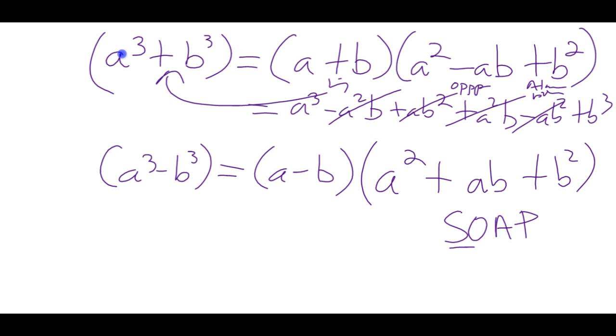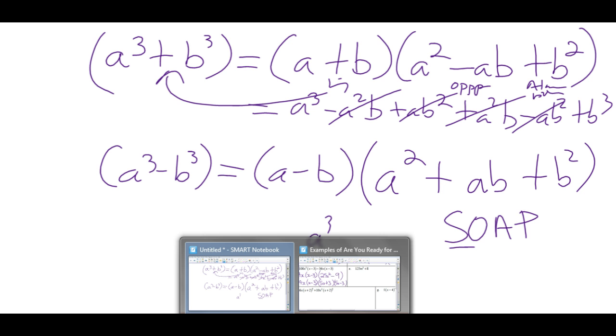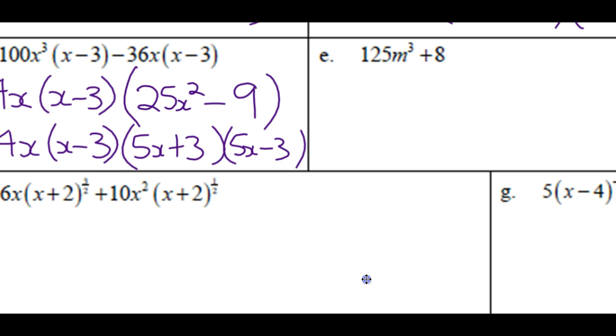Just remember that one of the factors is the cube root plus the cube root for a plus, the cube root minus the cube root for a minus. You'll figure this out pretty quick, right? All you really need to do is just write out a cubed minus b cubed, play with the signs, and figure it out. Okay, so what's the cube root of this?